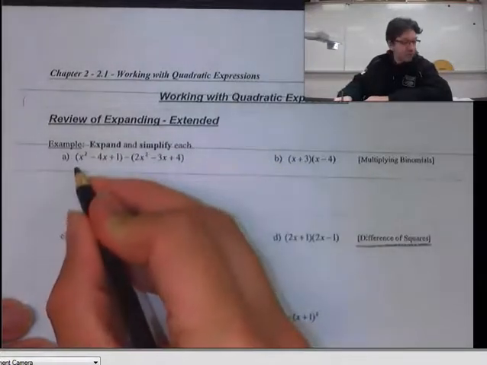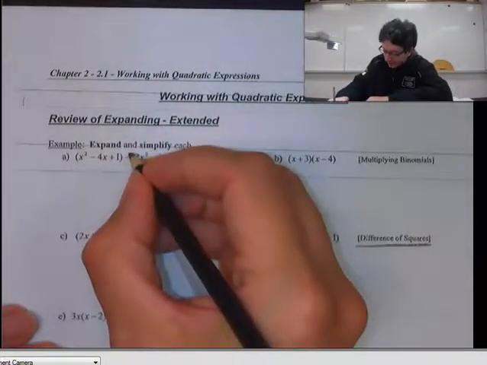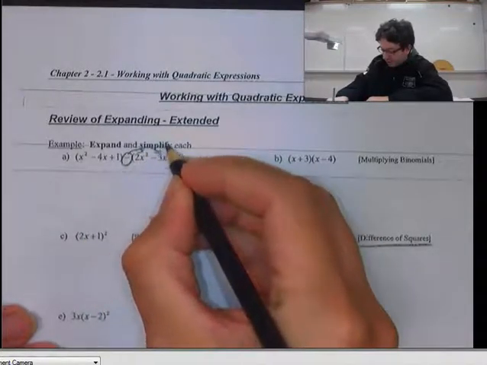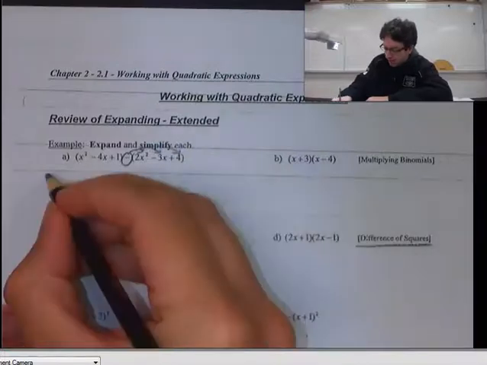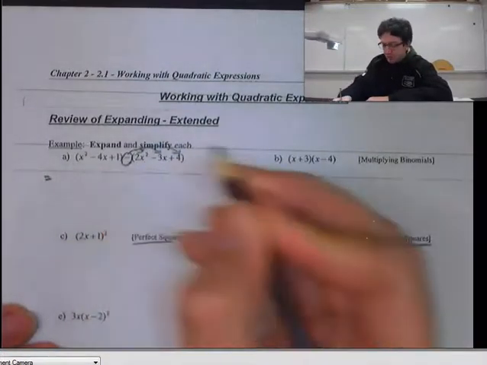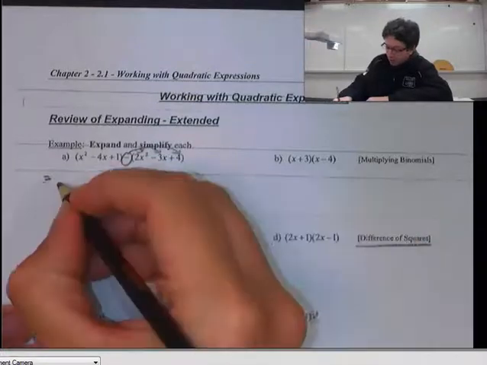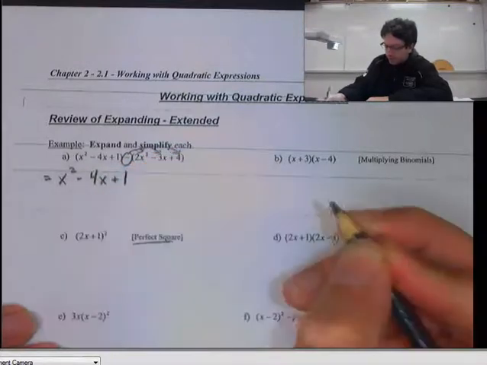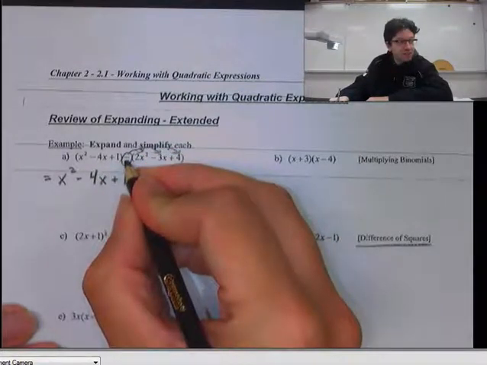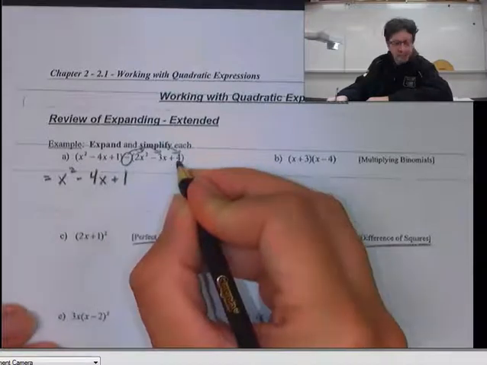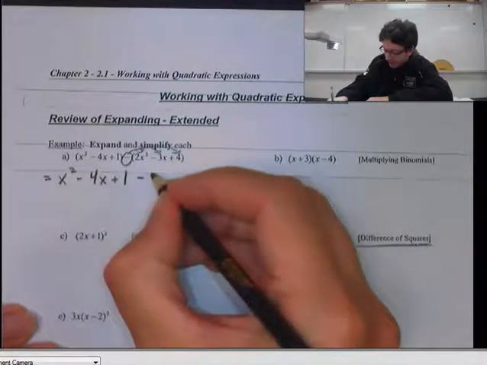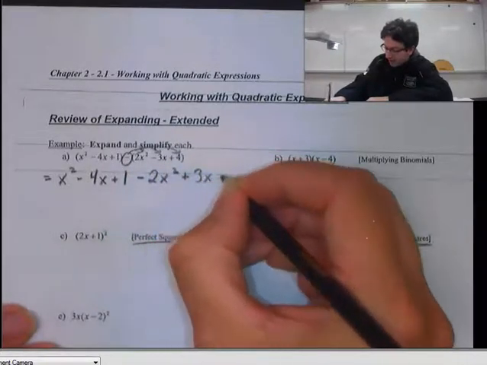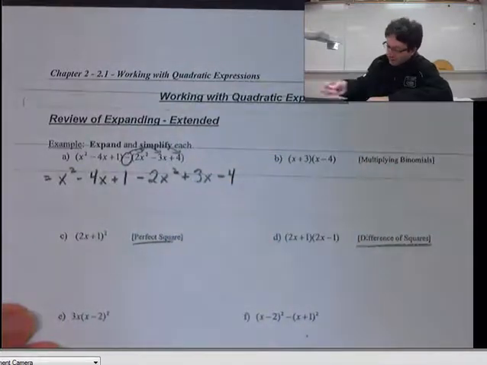All right, so for the first one, if we're going to expand, this negative needs to first multiply into every term inside those brackets. So for the first trinomial, there's just a positive 1 outside, so we can just drop the brackets. We have x squared minus 4x plus 1. That negative here is going to change the sign of every term in those brackets. So we have minus 2x squared plus 3x minus 4. And this is where you can collect like terms.